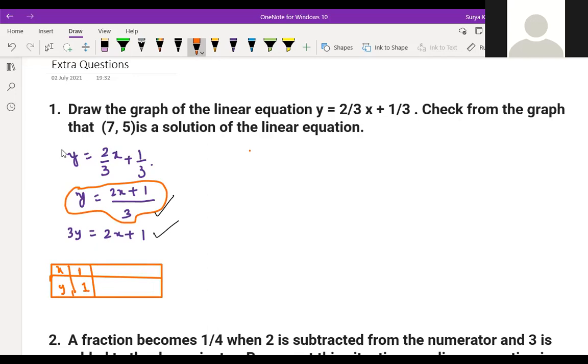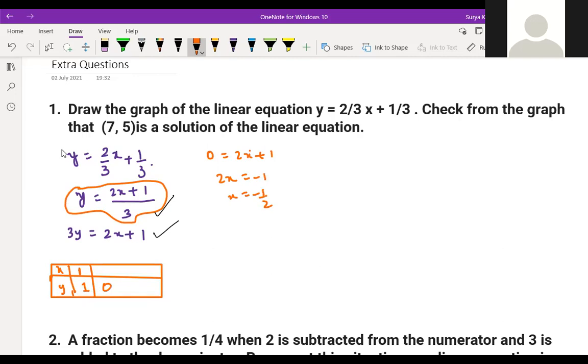If you put y equals 0, you'll get 0 = 2x + 1. So 2x = -1, x = -1/2. Correct? Yes, sir.